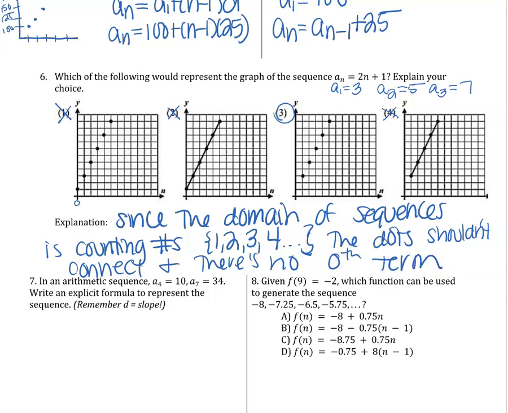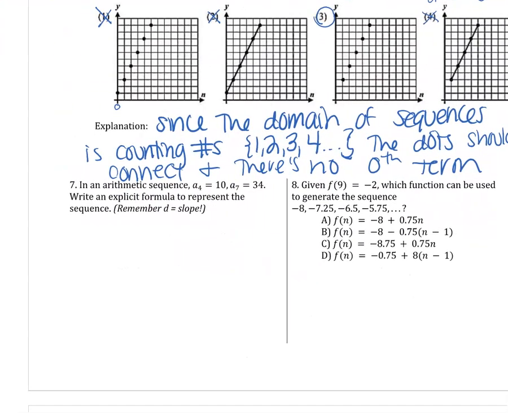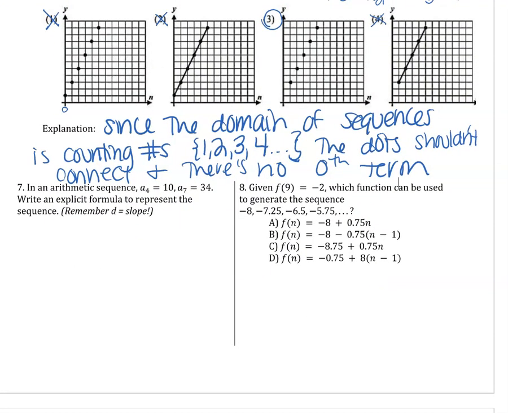Okay, cool. Last two questions here. In an arithmetic sequence, the 4th term is 10, so a sub 4 represents the 4th term. The 7th term is 34. Write an explicit formula to represent the sequence. And remember, d is the slope, and that's going to help you figure out this problem. All right, so one thing you might want to do is just map this out. Okay, what's the 4th term? All right, they gave you the 4th term is 10, and the 7th term is 34.